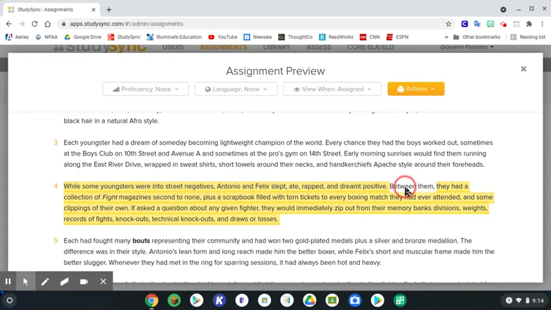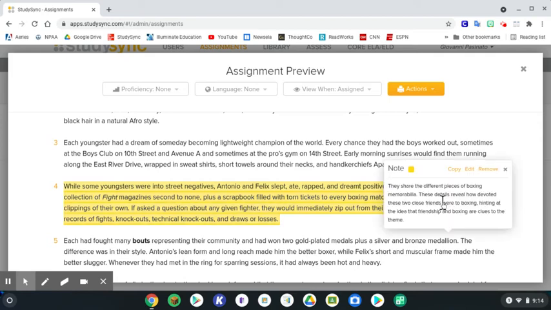So really, I just didn't highlight the between them part because you wouldn't be able to tell where one idea ends and the other begins. But so you know, this collection of boxing memorabilia is shared between Tony and Felix. One doesn't own more than the other, they share it. It's a collection. What this shows me is they share the different pieces of boxing memorabilia. These details reveal how devoted these two close friends were to boxing, hinting at the idea that friendship and boxing are clues to the theme.